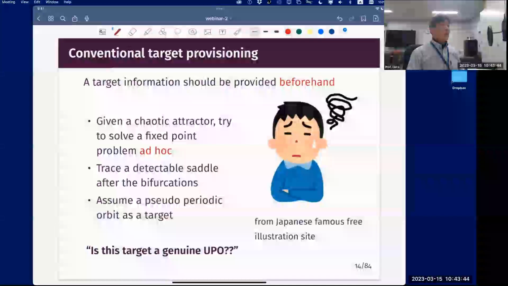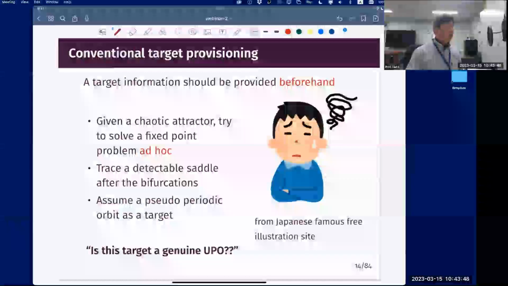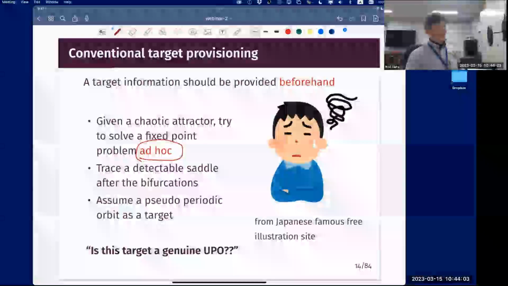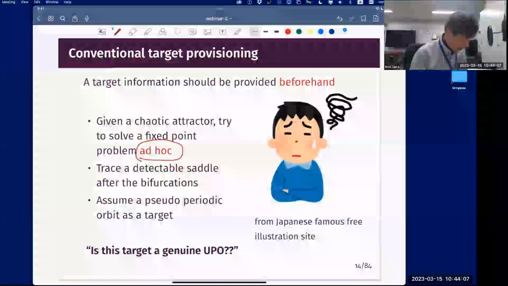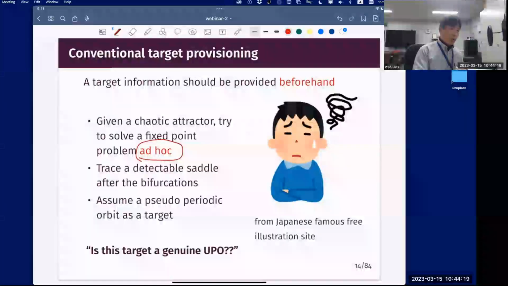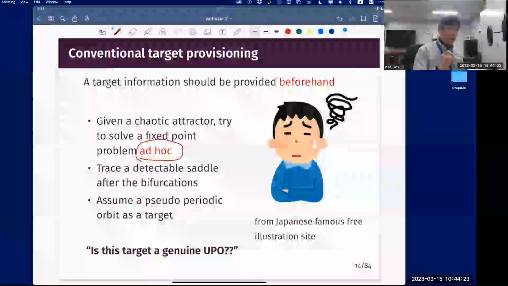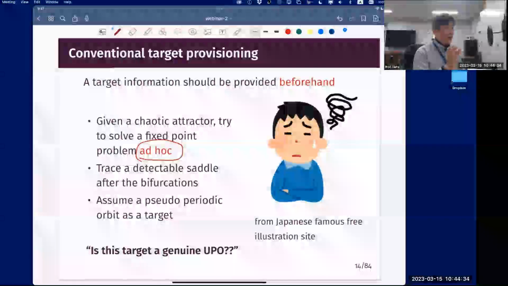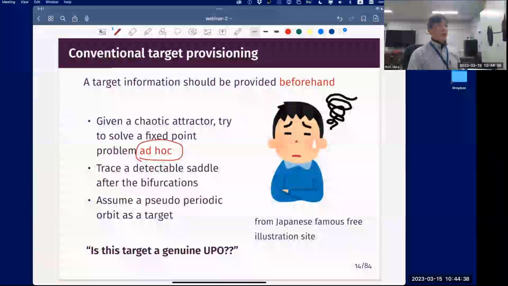Okay, now just to summarize the situation. With the conventional method, you have to compute the UPO beforehand. The fixed point or periodic point, the UPO data, has to be solved beforehand. And with this situation, the control is completed. If you keep some control inputs periodically, that means possibly you assume the UPO is stabilized, but is this one a genuine UPO? This question arises.